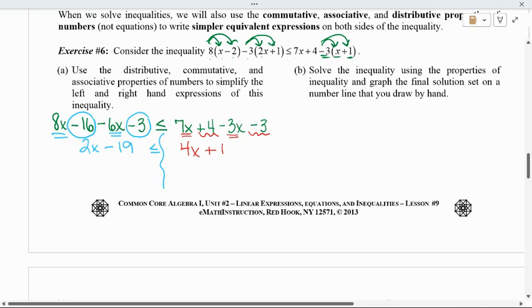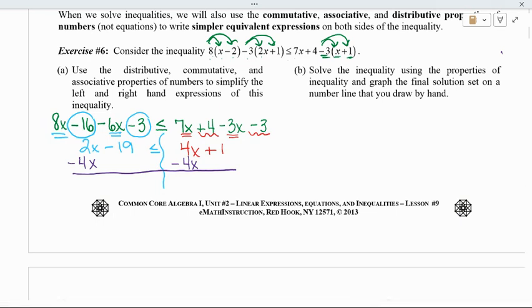Okay, so let's solve this inequality. We want the x's on the left. We always want the x's to be first. So I need to move the variable term over to the left side. How am I going to do that? Well, I'm going to subtract 4x, and here's why. I want the variables on the left. I always want my inequality to be x is greater than, so I want the x's on the left. 2 minus 4 is negative 2x. So I have negative 2x minus 19 is less than or equal to 1.